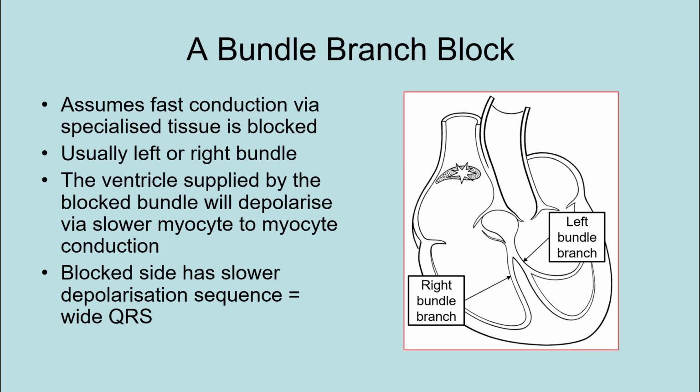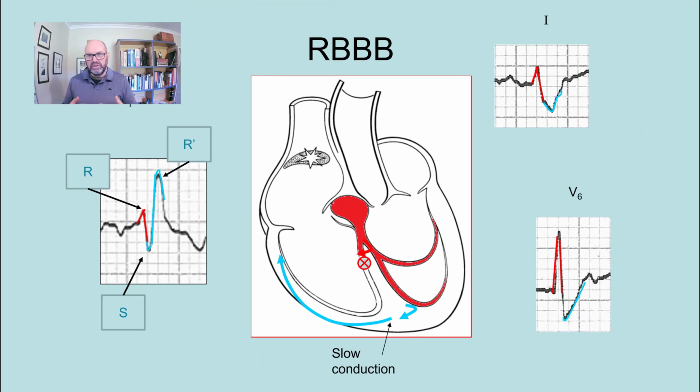So a bundle branch block is a condition that's going to prevent the depolarization wave from completing its journey down the right or the left bundle branch. If this occurs, the depolarization wave is going to exit the site of the blockade and then create a slower depolarization sequence using the myocyte to myocyte system. This is much slower and the QRS duration will be longer. Which bundle branch is blocked will determine what the QRS looks like. We're looking at the right-sided blocks first.